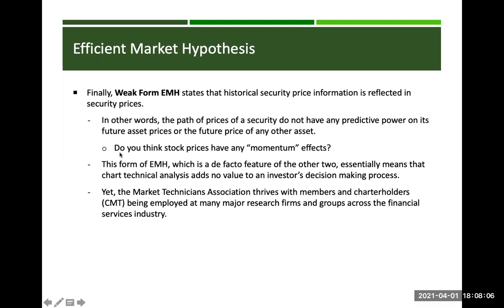So first of all, every time we talk about one of these forms, as we go from strong form to semi-strong form to weak form, everything that would typify weak form is included in semi-strong form. And all the assumptions included in semi-strong form are included in strong form. So each one is essentially nested in the next one up.